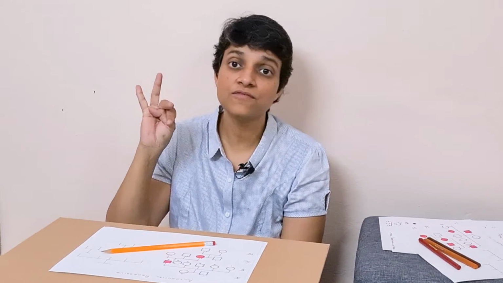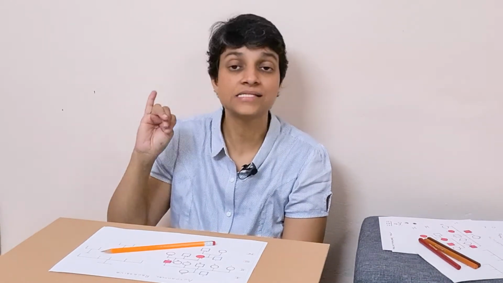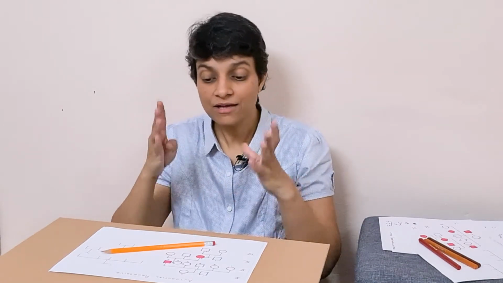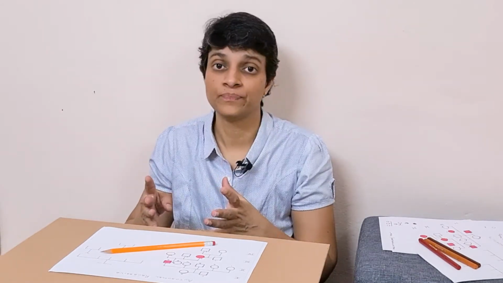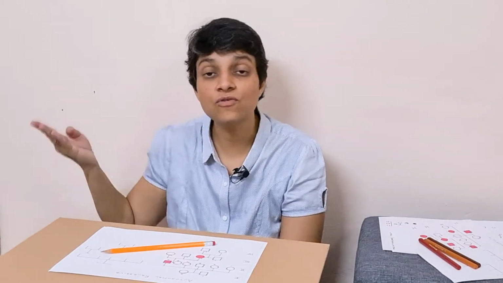There are 4 patterns of inheritance: autosomal recessive, autosomal dominant, X-linked recessive, X-linked dominant. Now to identify, if you come across a disease and you want to identify the pattern of inheritance, there are certain clues which help you identify whether it is autosomal recessive, autosomal dominant, X-linked recessive, or X-linked dominant. 4 patterns, common 4 patterns.